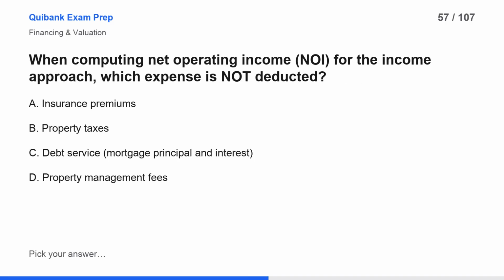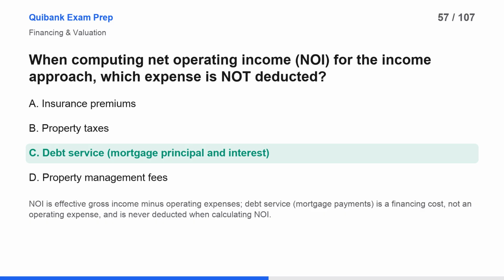Question 57. When computing net operating income, NOI, for the income approach, which expense is not deducted? A. Insurance premiums. B. Property taxes. C. Debt service, mortgage principal and interest. D. Property management fees. The answer is C. Debt service, mortgage principal and interest. NOI is effective gross income minus operating expenses. Debt service, mortgage payments, is a financing cost, not an operating expense, and is never deducted when calculating NOI.